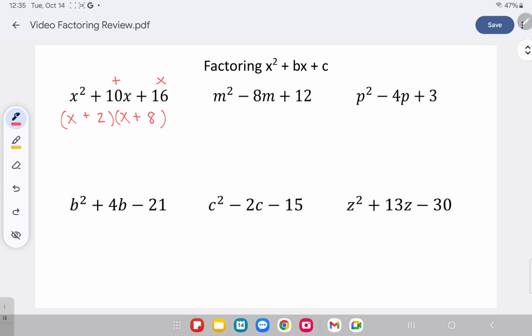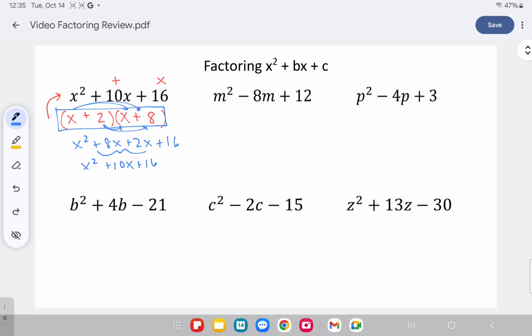2 times 8 is 16. 2 plus 8 is 10. So this is the factored form of this original quadratic expression. They mean the same thing. If I were to distribute this back out, x times x is x squared, x times 8 is 8x, 2 times x is 2x, and 2 times 8 is 16. Combining like terms, we get a 10x in the middle, and we're back to where we started. So this is the factored version. The other one is the standard form. They both represent the same quadratic expression.